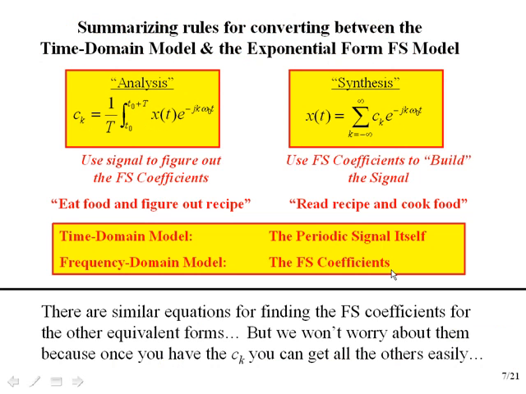Okay, so summarizing the rules, we've pretty much seen all the heavy-duty rules that we need for the exponential form. So to convert back and forth between the time domain model and this one specific frequency domain model, which is the exponential form of the Fourier series, we use these two equations. So the analysis part of it is you give me x of t, I perform this integral, and what I get is c sub k. So I've given the signal, I'm analyzing it to find c sub k.